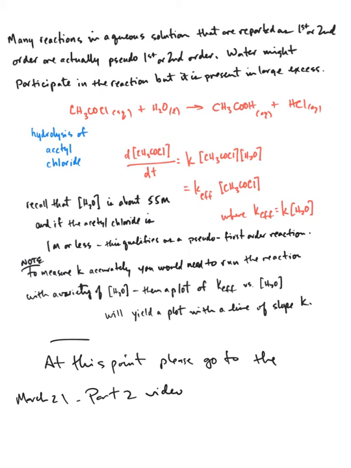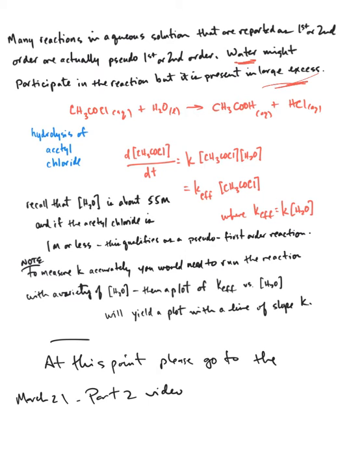This is often seen in reactions that occur in an aqueous solution. They could mistakenly be reported as first or second order in the reagent, but they're actually pseudo first or second order because water might actually end up being one of the reactants. If it participates in the reaction and it's the solvent, the water's in such large excess that you're not going to really see evidence of it changing over time.